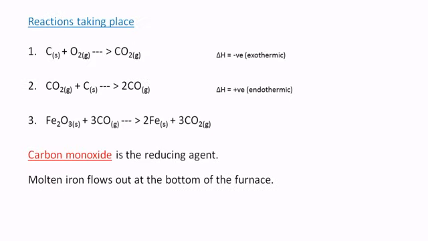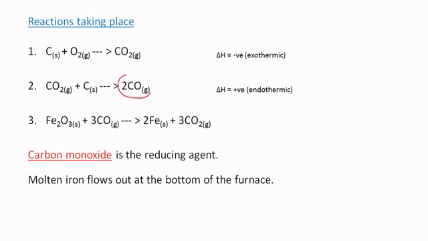Now what you need to be familiar with is the reactions taking place. So the first thing, the coke, which we said was carbon, reacts with oxygen to produce carbon dioxide. So C + O2 produces CO2, and this reaction is exothermic. The second reaction taking place is that the carbon dioxide reacts with more carbon to produce carbon monoxide. This is an important equation here, but this reaction is endothermic.